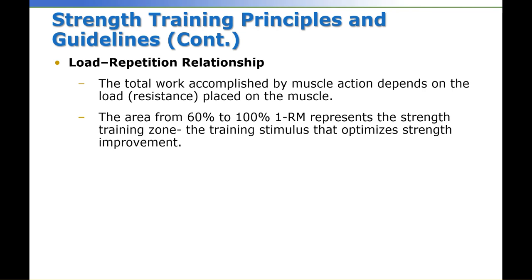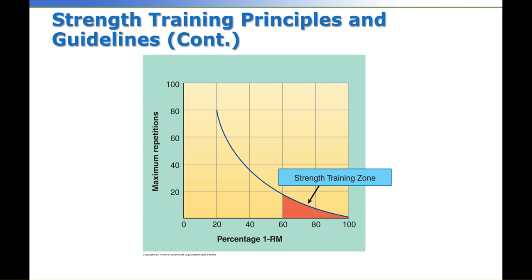Load-repetition relationship: total work accomplished in muscle action depends on the load or resistance placed on the muscle. 60 to 100% of one rep max represents the strength training zone. This training stimulus optimizes strength improvement. So within 60 to 100, you have hypertrophy training, which is like 60 to 70% of one rep max. Then you have about 70 to 95% for strength training, where you decrease the repetitions and increase the weight. So the strength training zone is right here. This is where you build strength, 60 to 100% of one rep max.